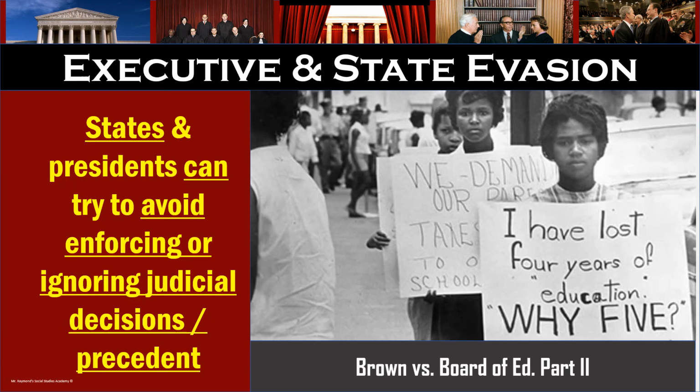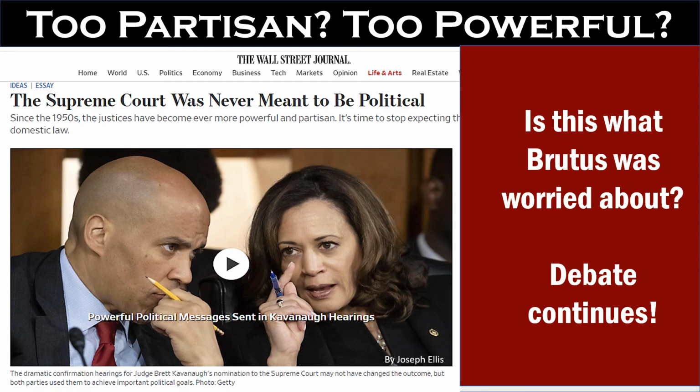So speaking of the states, they too can attempt to avoid or ignore judicial decisions and precedents, as happened after the Brown versus Board of Education case, forcing the Supreme Court to issue another ruling in what is often referred to as Brown Part 2, telling the states to hurry up and integrate their schools.